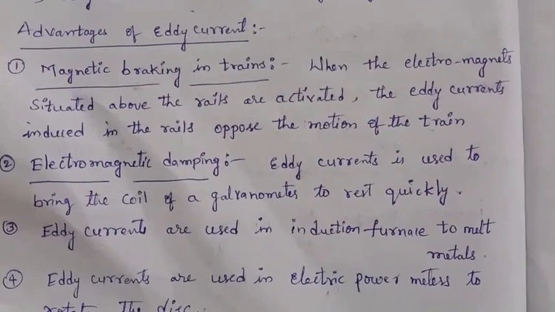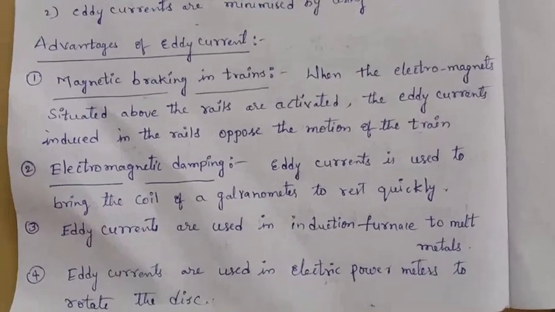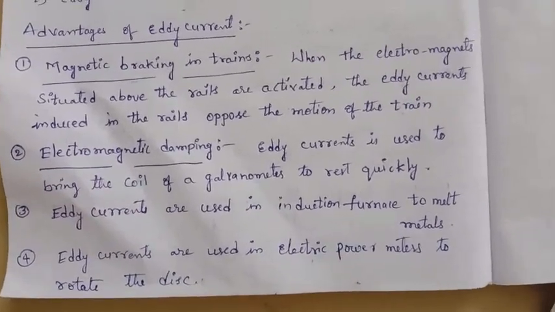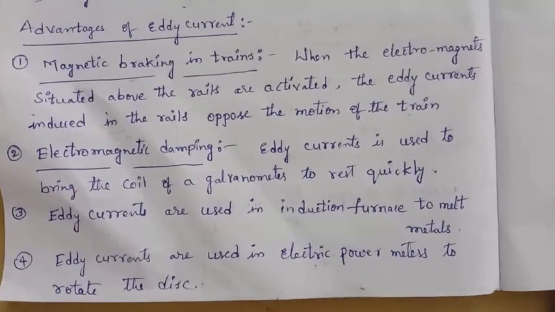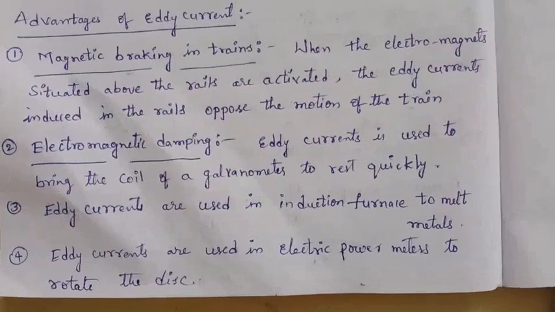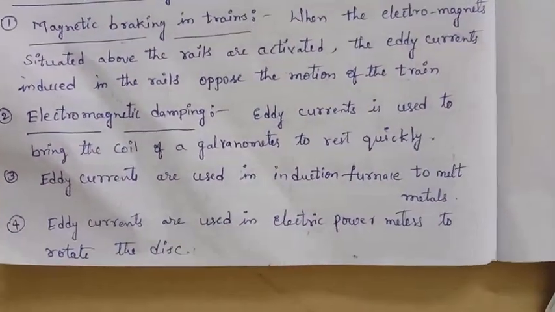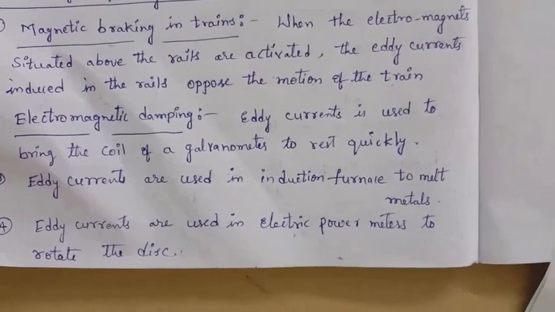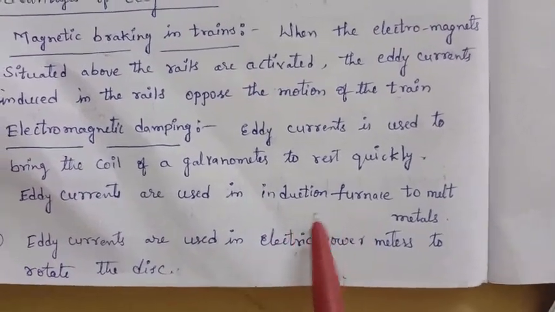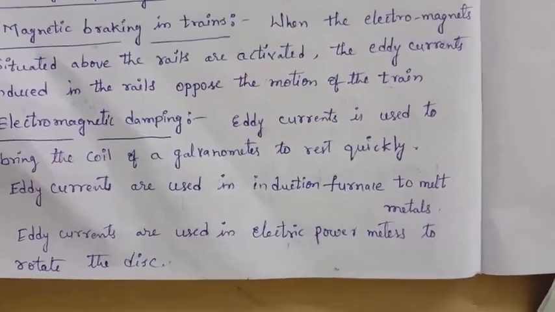So first of all, what is eddy current? You have to read the definition clearly. When a bulk piece of conductor is subjected to a change of magnetic flux, circulating currents are induced in it. These currents are used in which manner? Magnetic braking in trains, electromagnetic damping, and eddy currents are used in induction furnaces, means we get heat. So that's why we use them to melt some metals.